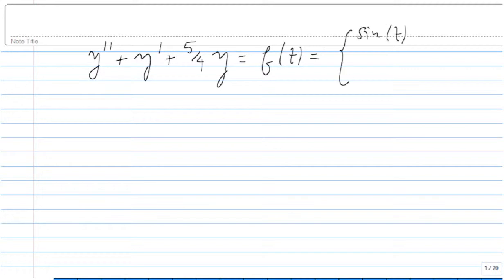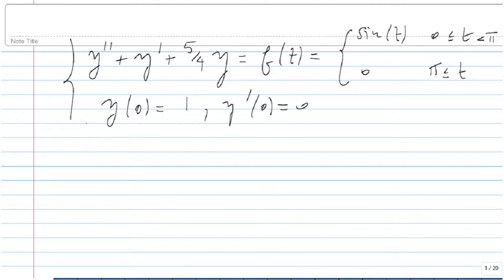In this problem, we're trying to solve an IVP, a second order differential equation with some initial conditions: y double prime plus y prime plus 5/4 of y equals f of t, which is a step function, sine of t and 0. This is for t between 0 and pi and t greater than pi. Under the initial conditions, y of 0 equals 1 and y prime of 0 equals 0. So this is the IVP.